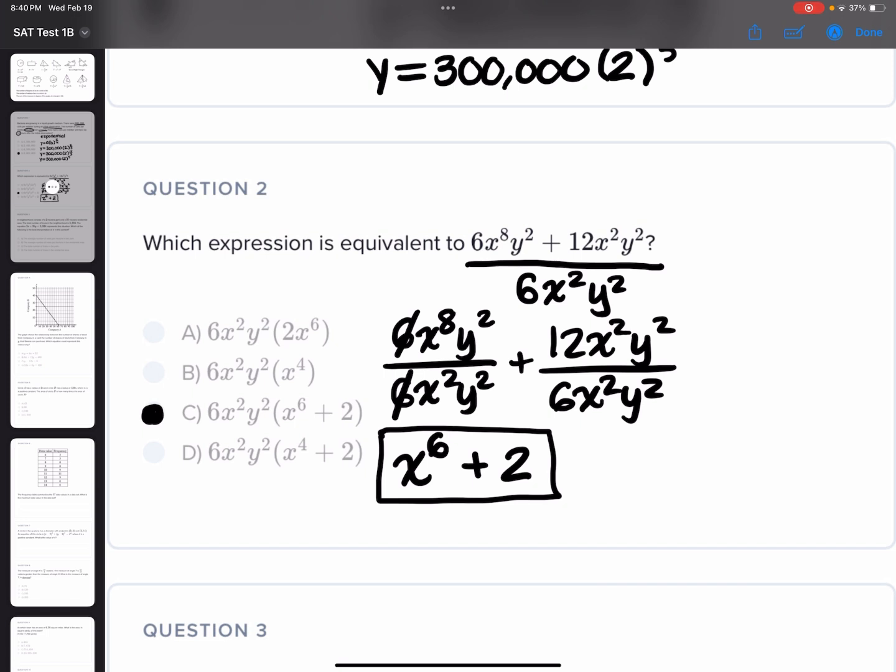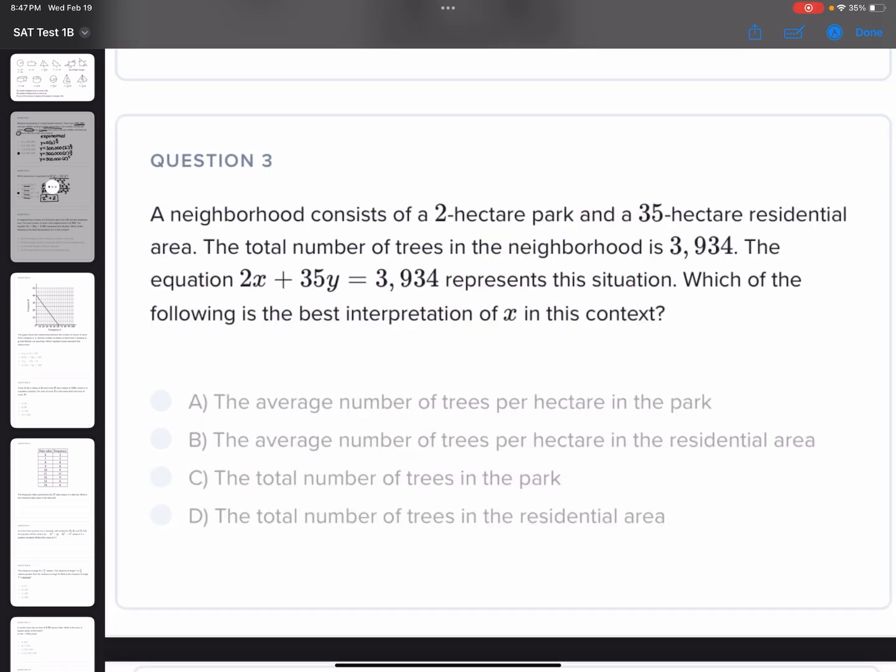This problem should only take you like 10-15 seconds. Now that might be an exaggeration. Divide it by a common factor that they give you here, 6x squared y squared. All the same thing, so you know that has to be a factor. And the moment I got x to the 6th, I knew that b couldn't be the answer, that d couldn't be the answer, and I certainly knew that a couldn't be the answer, because where did the 2 come from, right? So, okay, on to question number 3.